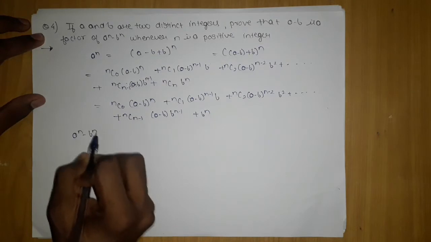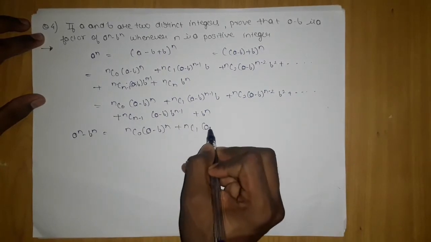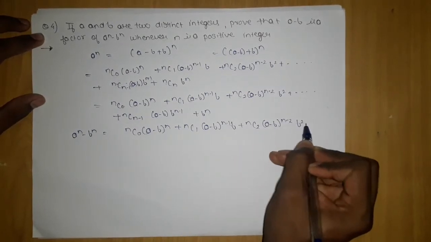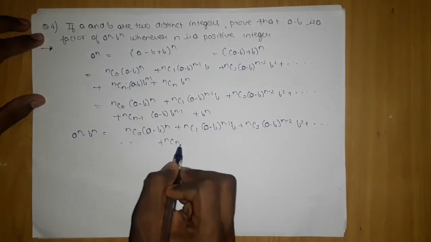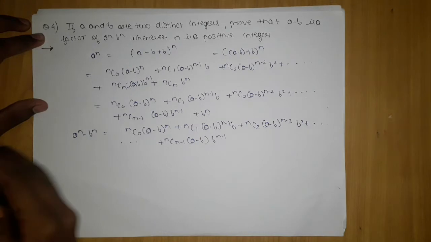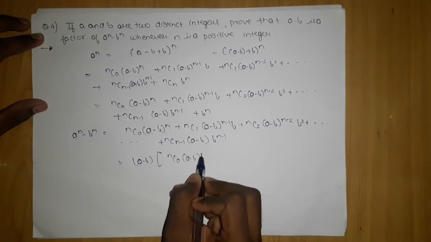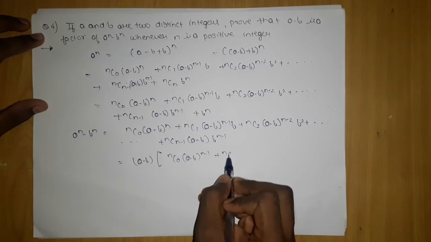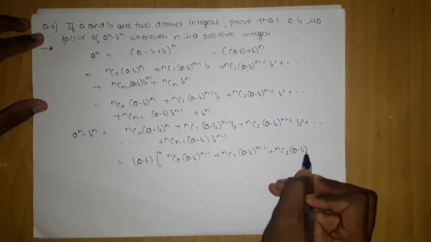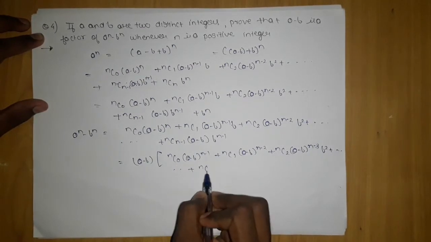So a power n minus b power n you will get, and here nC0 (a minus b) power n plus nC1 (a minus b) power n minus 1 b plus nC2 (a minus b) power n minus 2 b power 2, and so on till nC(n minus 1) (a minus b) b power n minus 1. Now till here a minus b terms are present, so I will take a minus b out. If I take a minus b out, I will be left with nC0 (a minus b) power n minus 1, because I have taken one a minus b common, nC1 (a minus b) power n minus 2 b, plus nC2 (a minus b) power n minus 3 b square, and so on. And since I have taken a minus b outside, the last term will be nC(n minus 1) b power n minus 1.